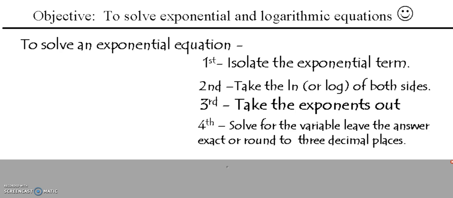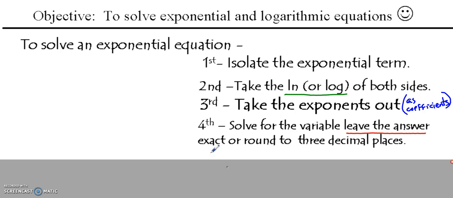So to solve an exponential equation, we get the exponential term by itself. We take the natural log or log, either one, of both sides. It'll be your choice if you want to use natural log or log. Okay, in some cases you might want to use one over the other. Most of the time, it doesn't matter which one you pick. Okay, you'll take the exponents out. Remember, they are coefficients of logs. An exponent becomes a coefficient. And then you're going to solve for your variable.